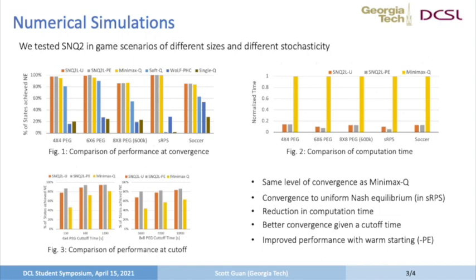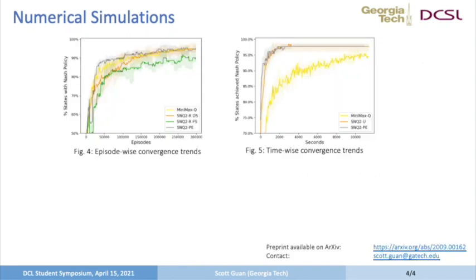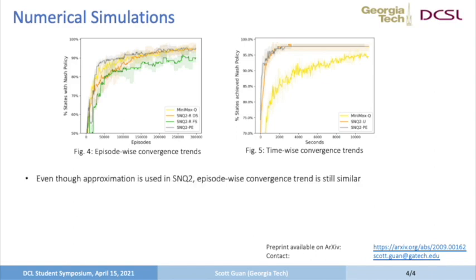The fast module of SNQ2 can also be warm started with previous experience, or PE. We can see that warm starting does give a better performance. Finally, we present two convergence trends, episode-wise and time-wise. Figure 4 shows that even though approximations are used in SNQ2, episode-wise convergence trend is still similar to Minimax Q, which always uses an exact update rule. Figure 5 shows a significant speed up, comparing with Minimax Q.